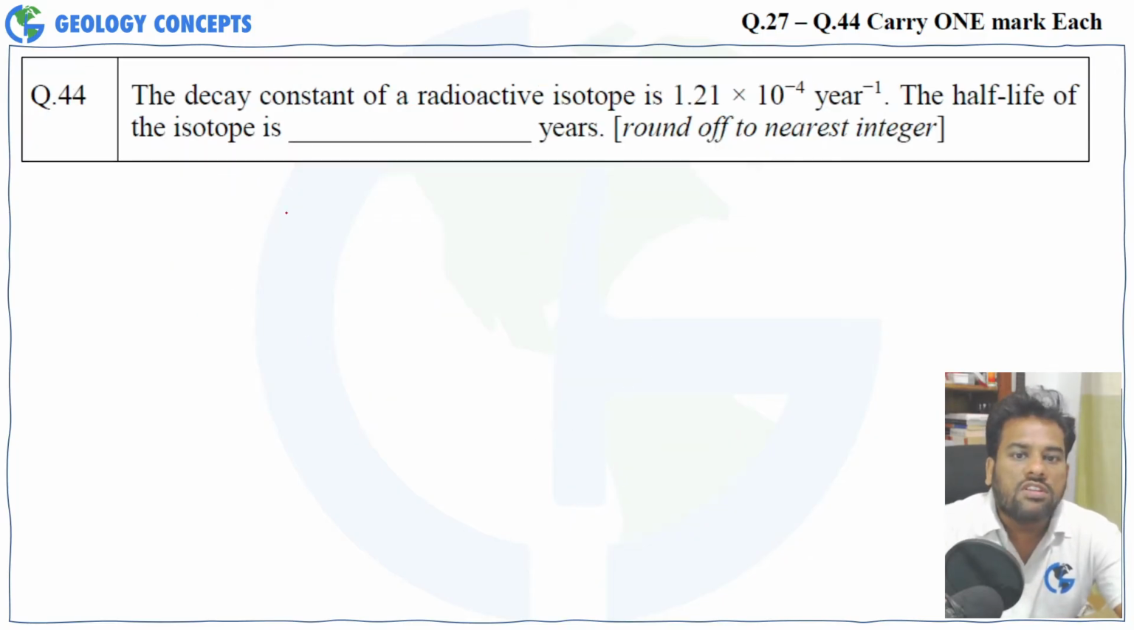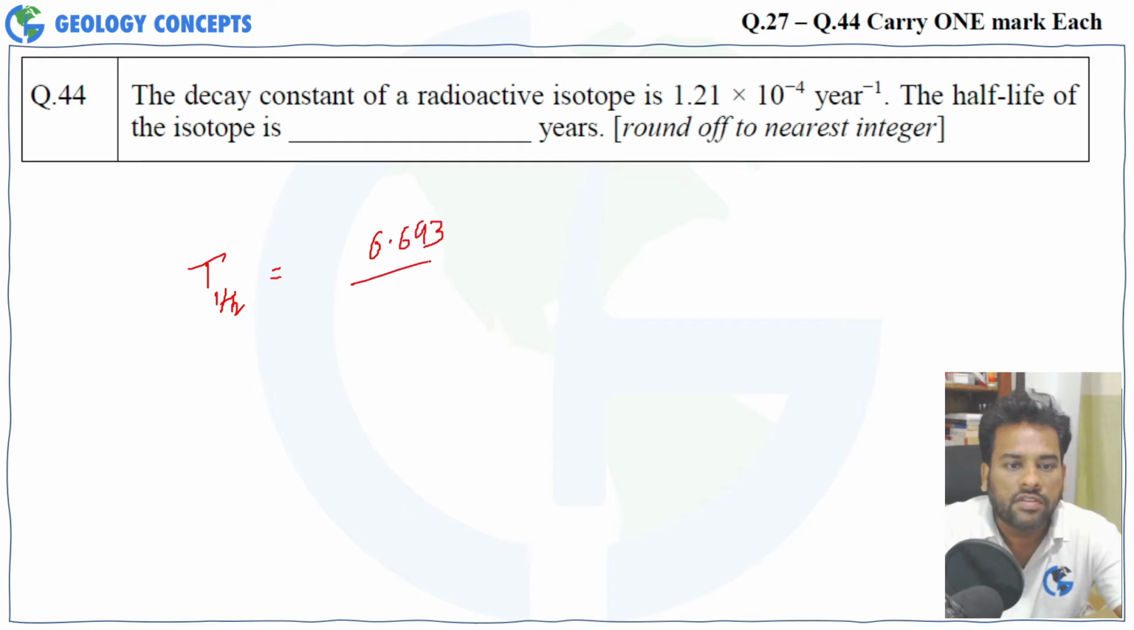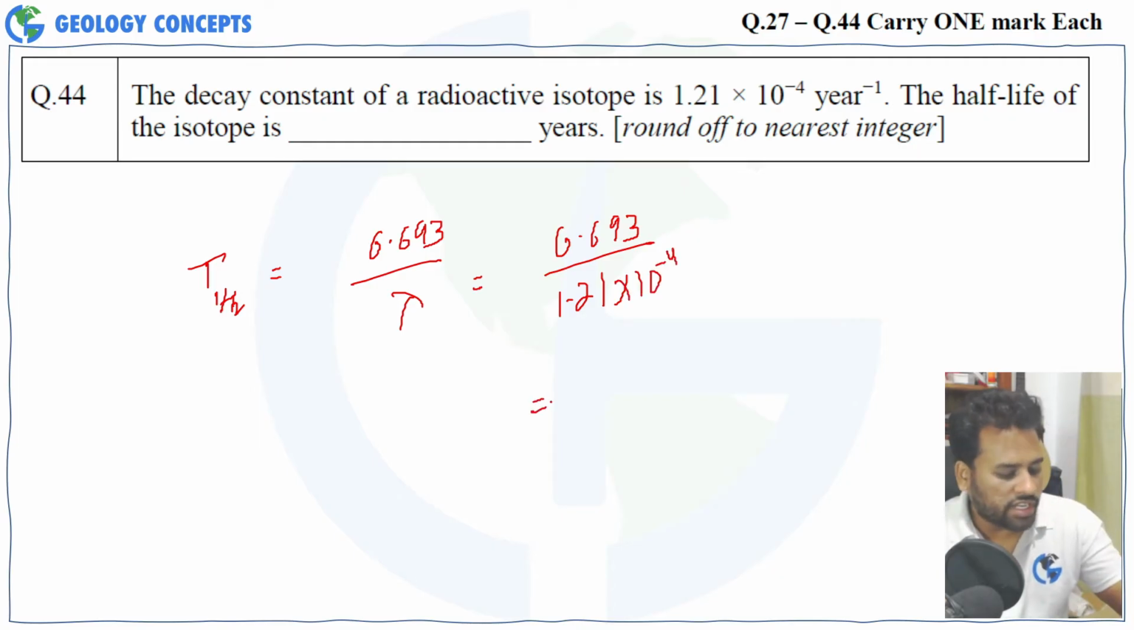The decay constant of a radioactive isotope is given, and we need the half-life. This is a very easy question. The formula for half-life directly is 0.693 divided by lambda. So if you solve for this, 0.693 divided by 1.21 into 10 raised to the power minus 4. If you solve this, you will get the answer. I have already solved this.